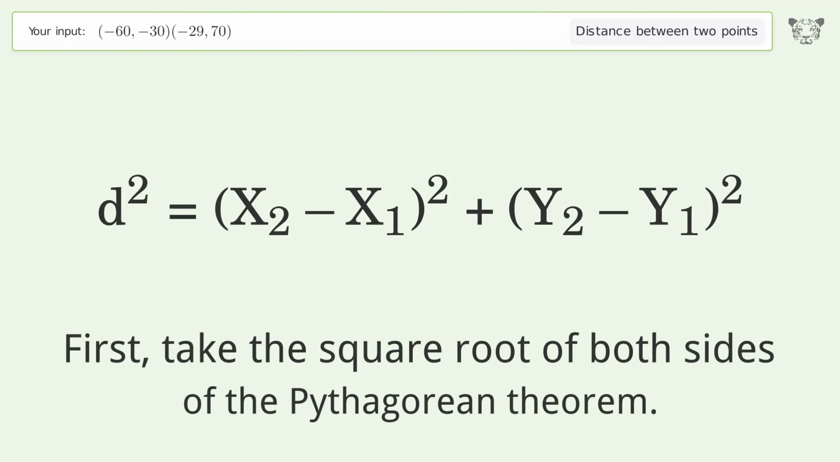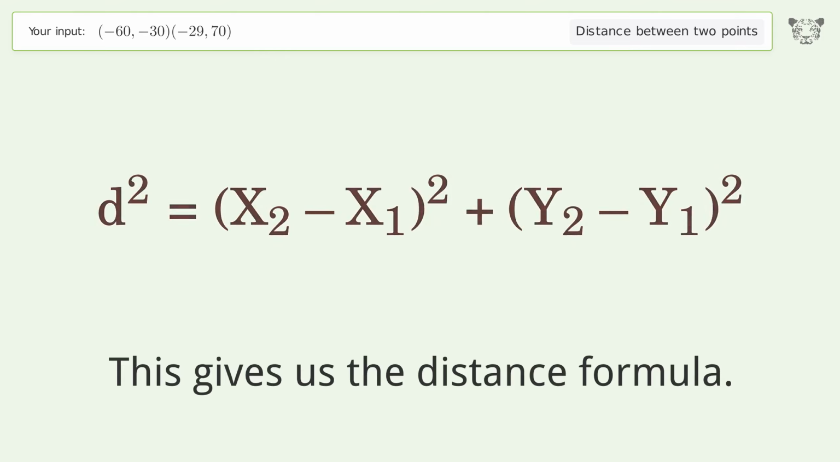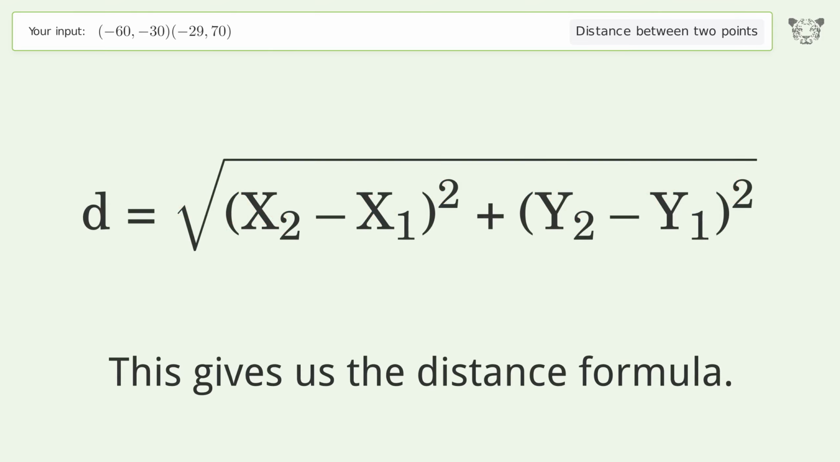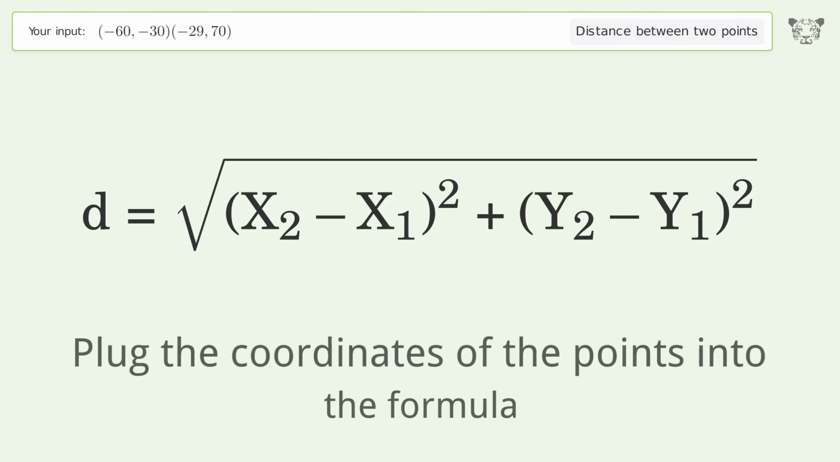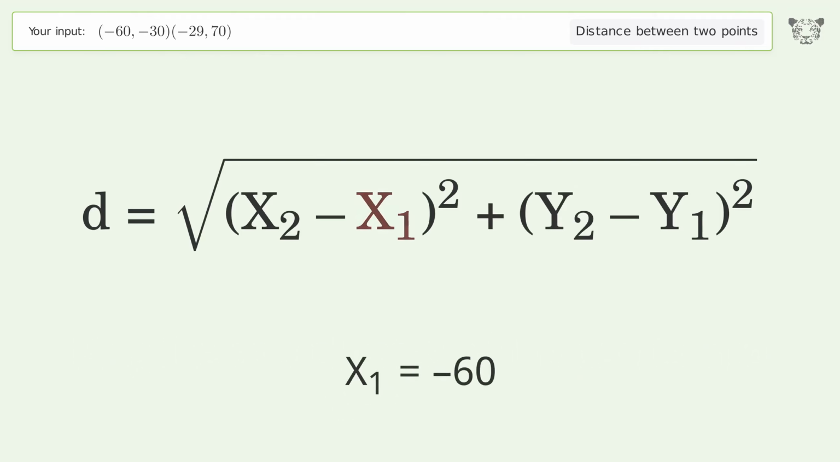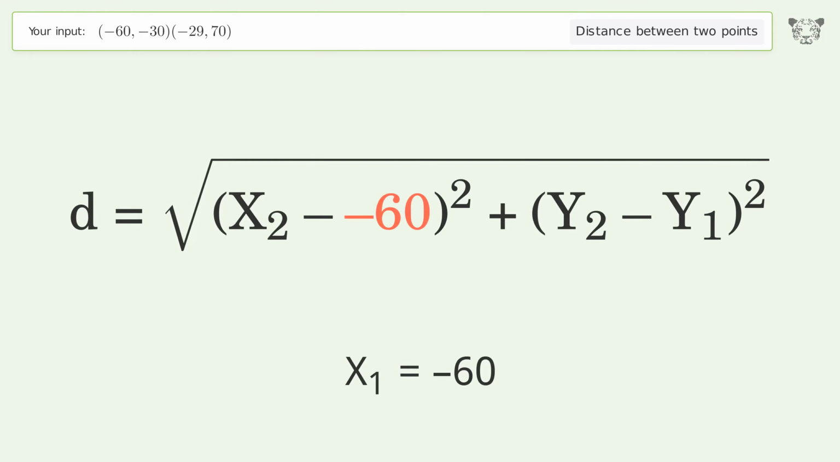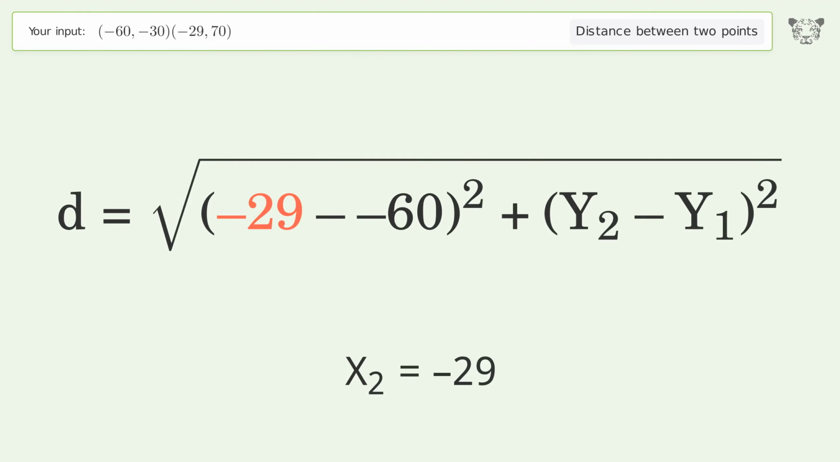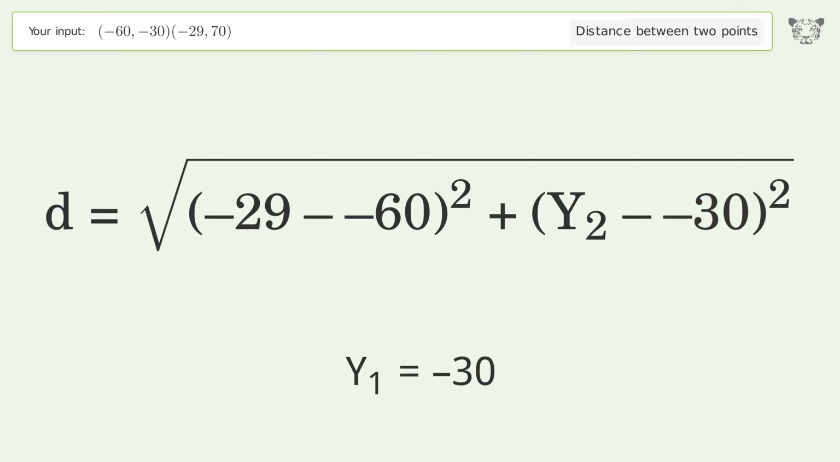First, take the square root of both sides of the Pythagorean theorem. This gives us the distance formula. Plug the coordinates of the points into the formula. x1 equals -60. x2 equals -29. y1 equals -30. y2 equals 70.